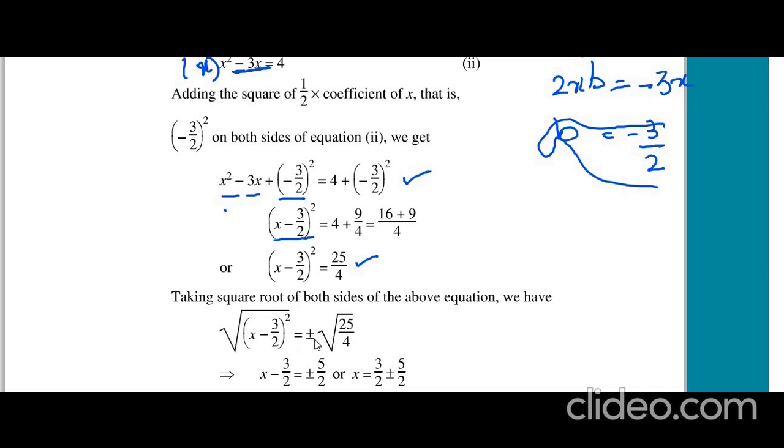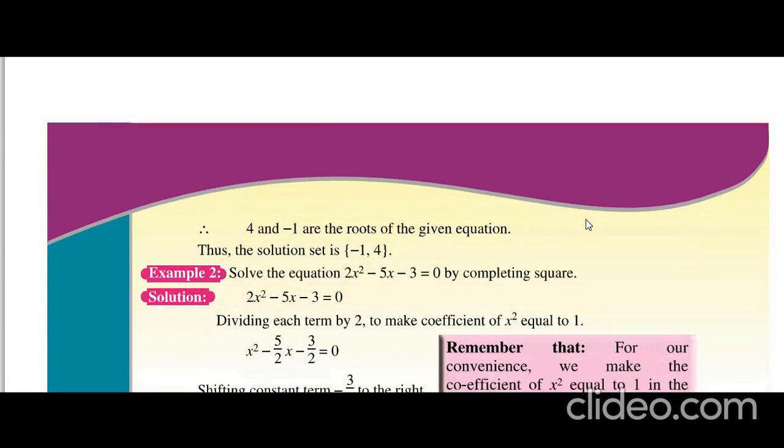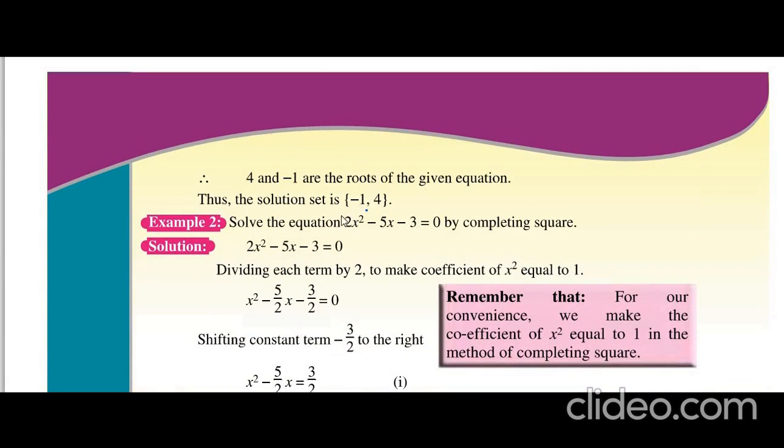Take square root on both sides, you will get x minus 3 by 2 equals plus minus 5 by 2. Then here we get x equals 3 by 2 plus minus 5 by 2. After some addition or subtraction, we get x equals 4 and x equals minus 1, which is the solution set of the given quadratic equation. The solution set is minus 1 and 4.